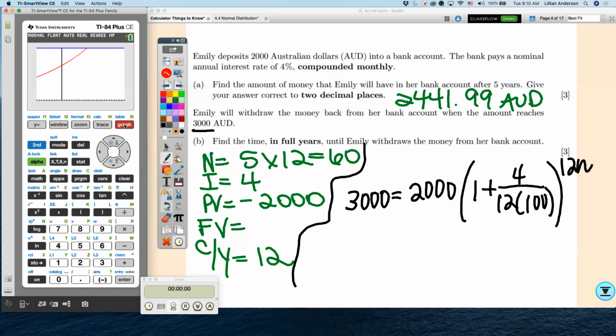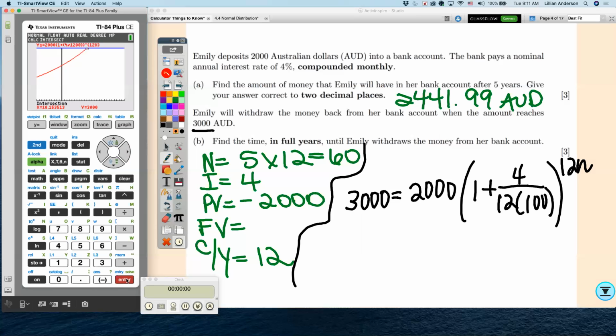So when I graph, what am I looking for? The intersection. How do I find the intersection? Second trace. Option 5. Move closer to that intersection point, even though an exponential and a line only intersect at one point. Always move closer. And then what? Enter twice. Enter, not twice, but 3 times. So for me, I got 10.15, so on and so forth.